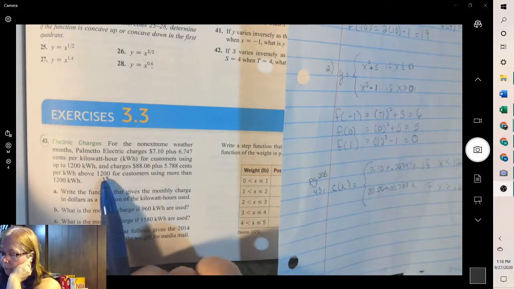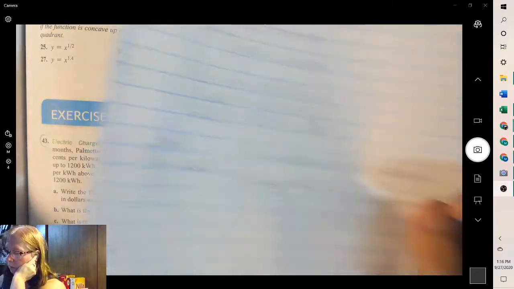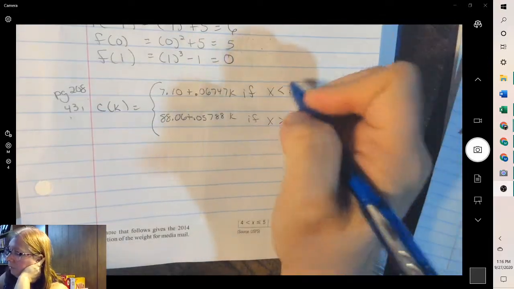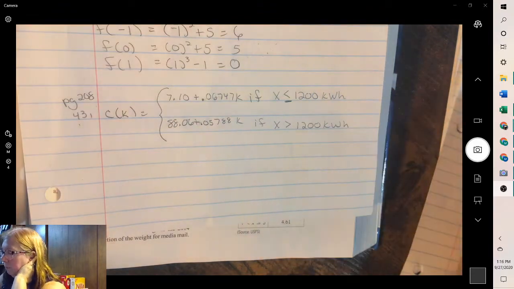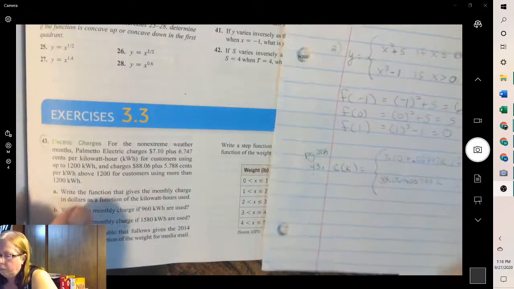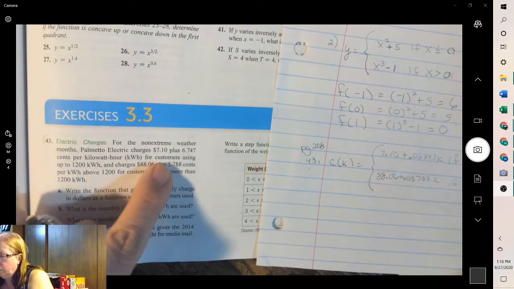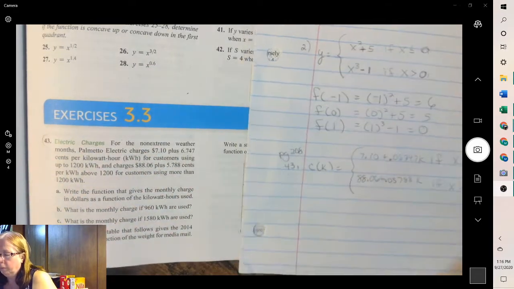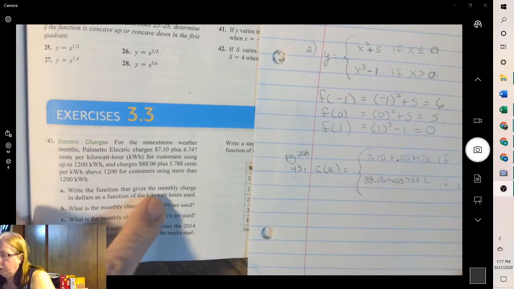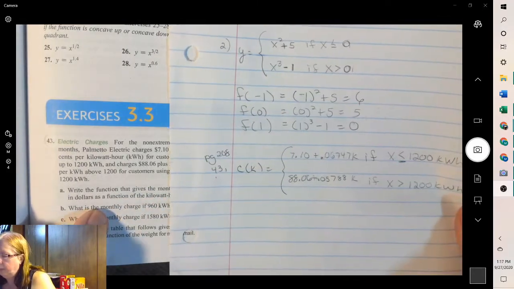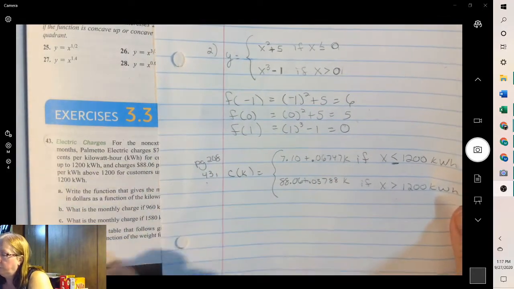So this was above 1,200. So above 1,200, that means the 1,200 is in this one. There's a little word here, above 1,200. So when it's 1,200, you use the lower one. Write a function that gives the monthly charges. So that's what we did in dollars, and we converted our cents to dollars.